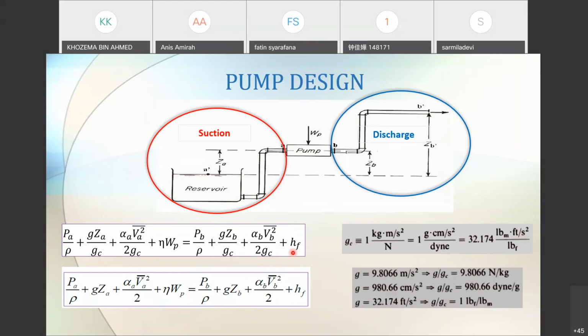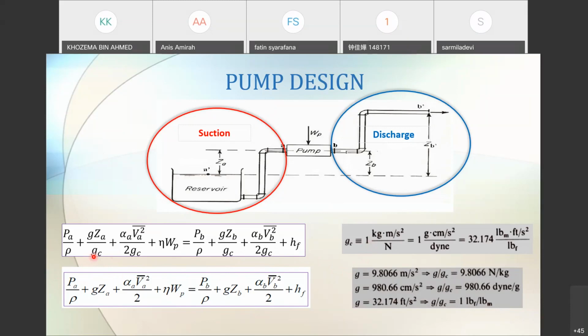So let's say if you want to use this equation in the SI units. SI units means that you are using the values in kg, meter, seconds, those kind of units. Okay. So you can just ignore the value of GC here. For SI unit, GC value is 1. So you can just say that the GC value is equal to 1.